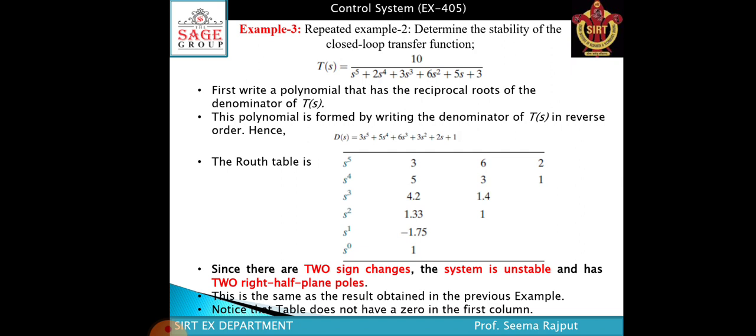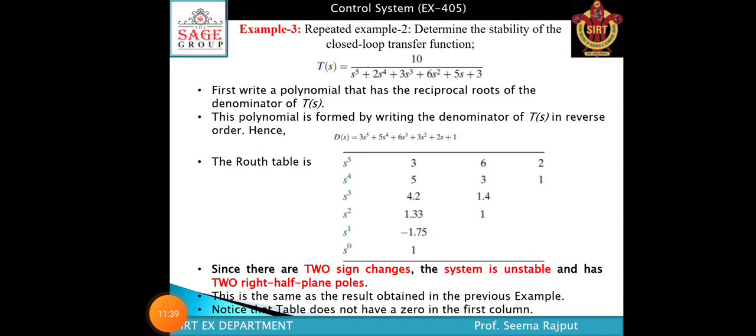We have to draw the Routh table, and this Routh table is s to the power 5, 4, 3, 2, 1, 0, and then we solve the Routh table. Okay, after solving this Routh table, since there are two sign changes, the system is unstable and has two right half plane poles. This is the same as the result obtained in the previous example. Notice that the table does not have a 0 in the first column. Okay, so that is the easiest method for determining the stability.